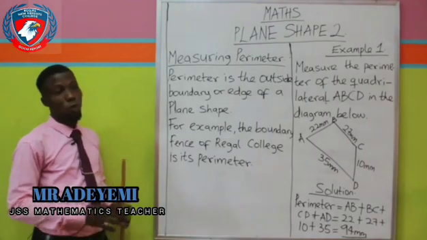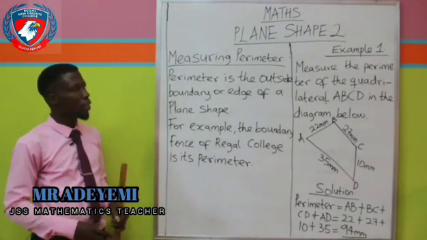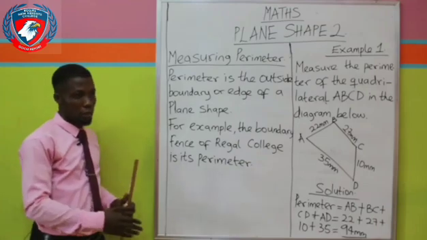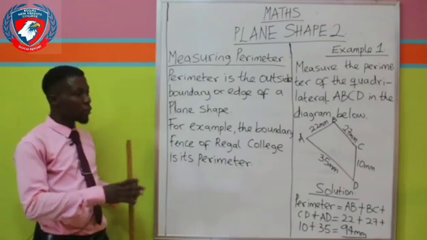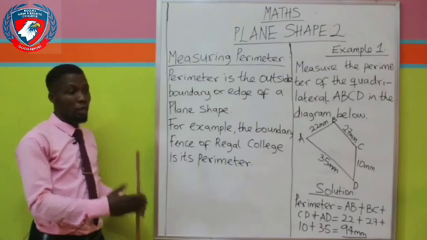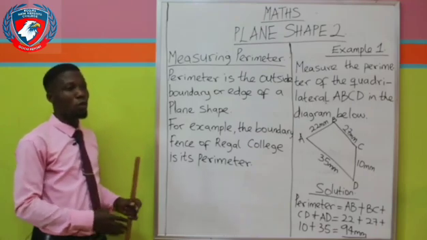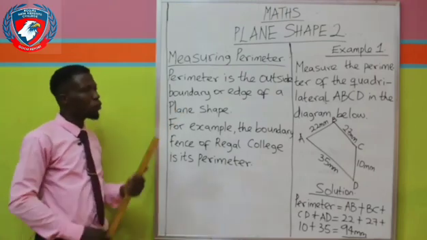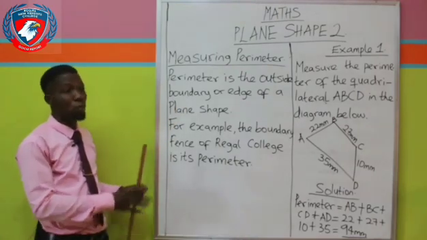Now, we have plane shape 1 and plane shape 2. Under plane shape 1, we have what is called areas of plane shapes. I'm going to give different types of plane shapes. Examples of plane shapes are rectangles, triangles, circles. Now, let's set that aside and move on to today's topic, which is plane shape 2.